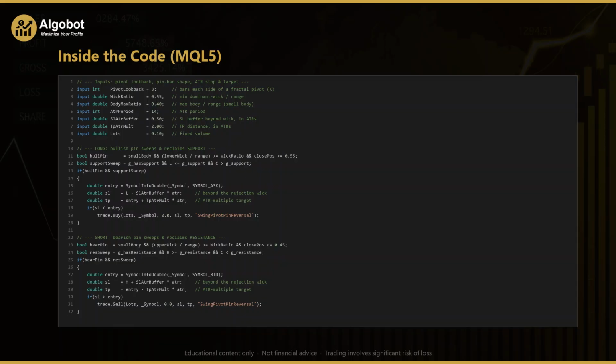The bearpin Boolean asks for a small body, a dominant upper wick, and a close in the lower portion. The res sweep Boolean checks that the high pierced resistance while the close fell back below it. With both confirmed, the code takes the bid as entry, places the stop above the candle's high plus the buffer, sets the take profit below entry, and calls trade.sell. Each order carries the same structure-based stop and target.